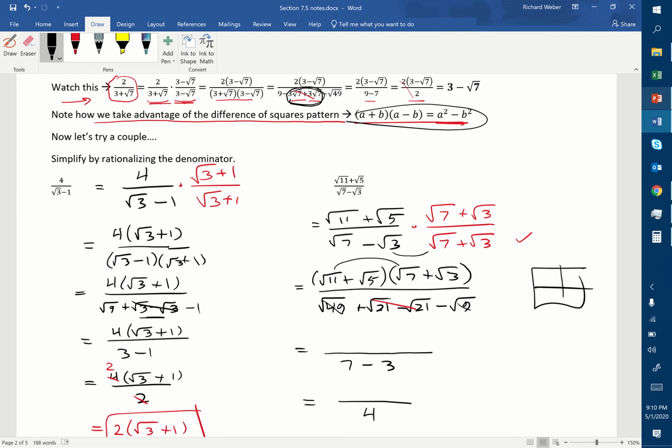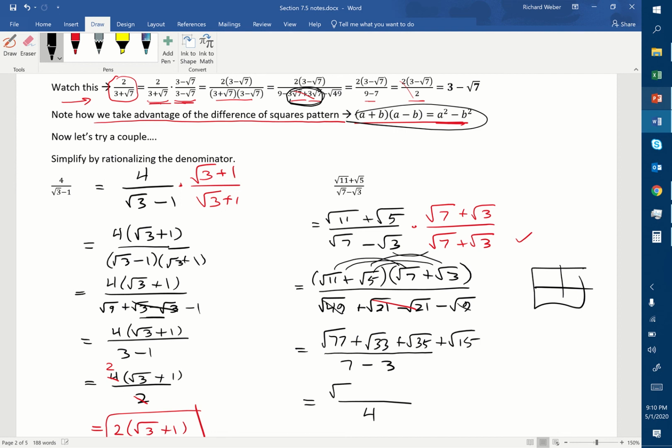I'm going to go square root of 77. Does that reduce? No, it's 7 times 11. They're prime. Plus the square root of 33. Okay, look at that one. Plus the square root of 35. And finally, plus the square root of 15. Woo! Boy, that was fun.